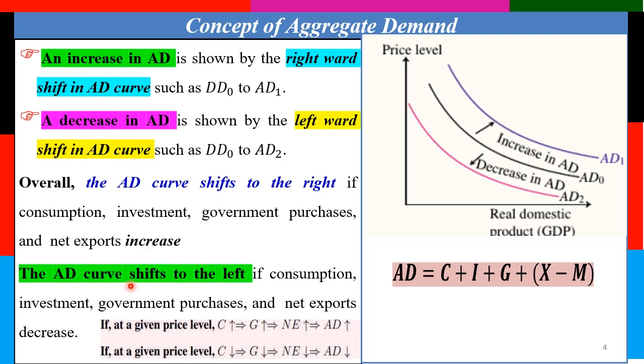The aggregate demand curve shifts to the left, from the black line to the pink, if consumption, investment, government expenditure, and net export decrease. If those variables decrease, then the aggregate demand curve shifts from this black line to the pink one. Therefore, we can say there is a decrease in aggregate demand.